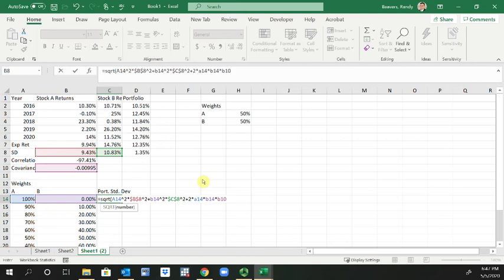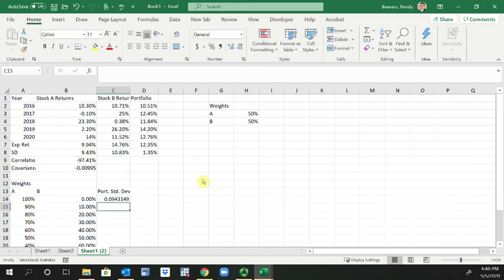You also could have done, the covariance is equal to the correlation times the standard deviations. So instead of B10, you could have done B8 times B9 times C9. And that will give you the exact same answer. So I'll demonstrate that real quick. So let's hit this formula. Percentage. I'll send this down.